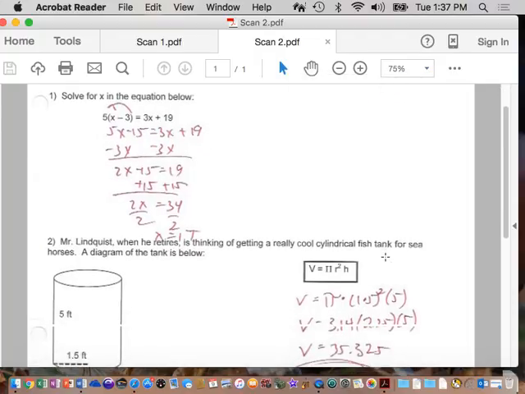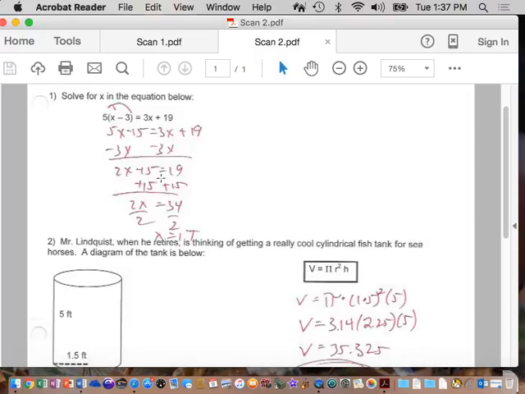This is the second quiz. And again, we did get a good number of hundreds on this one as well. First one, distribute. 5x minus 15 equals 3x plus 19. Is this the same side or an opposite side situation? Opposite side. So we minus 3x from both sides. You get 2x minus 15 is 19.